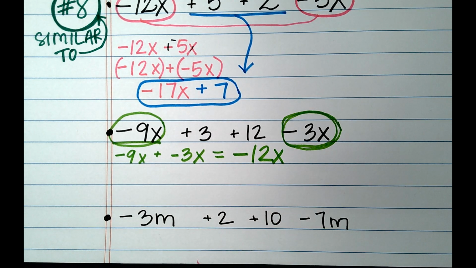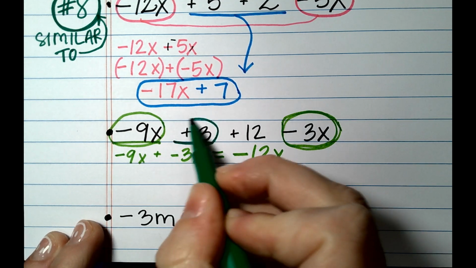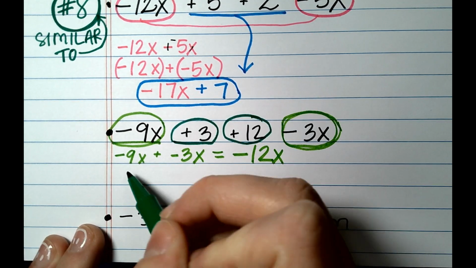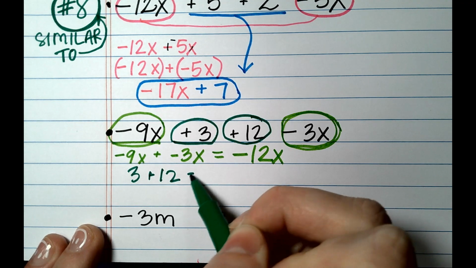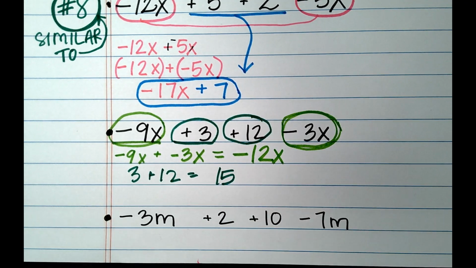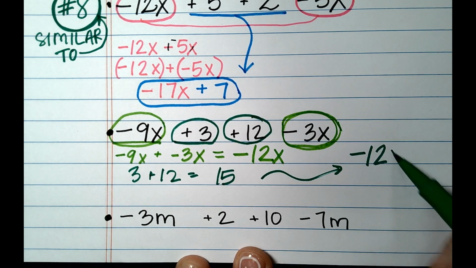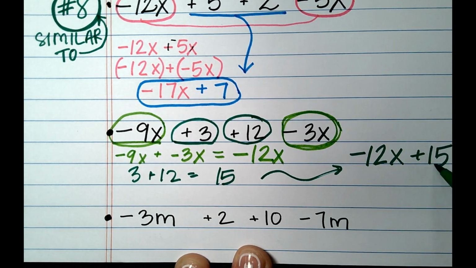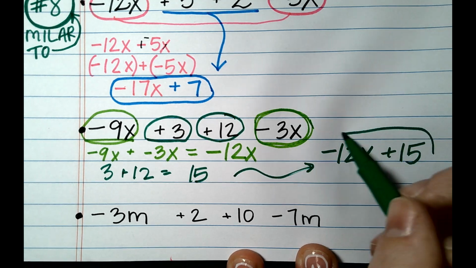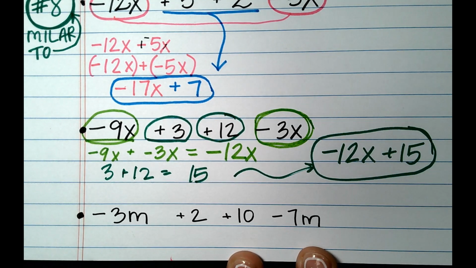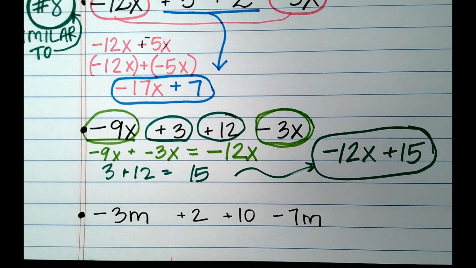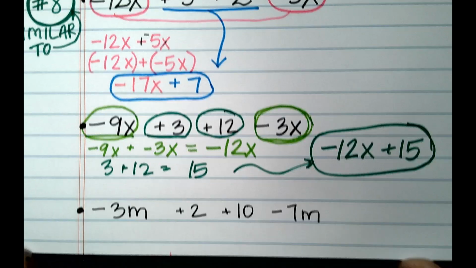Okay. Then what? Your 3 plus 12. My 3 plus 12. And 3 plus 12 is 15. So my answer, put these together, negative 12x plus 15. And that is it. You guys get that okay? All right. Ready for that last one here?